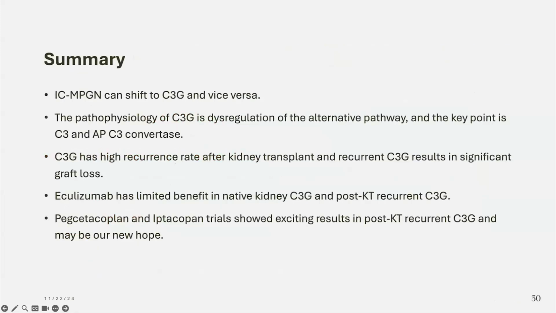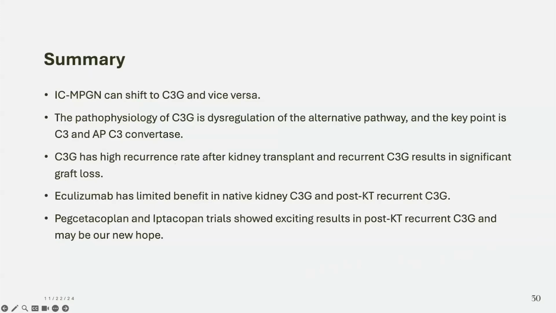So in summary, immunocomplex GN and MPGN can shift to C3G and vice versa. The pathophysiology of C3G is dysregulation of the alternative pathway, and the key point is C3 and the alternative pathway C3 convertase. C3G has high recurrence rate after kidney transplant, and the recurrent C3G results in significant graft loss. Eculizumab has limited benefit in native kidney C3G and post-kidney transplant recurrent C3G. Pegcetacoplan and iptacopan trials showed exciting results in post-kidney transplant recurrent C3G, and maybe our new hope.